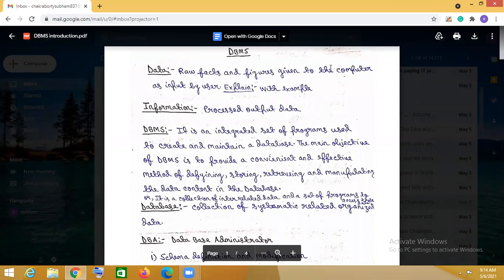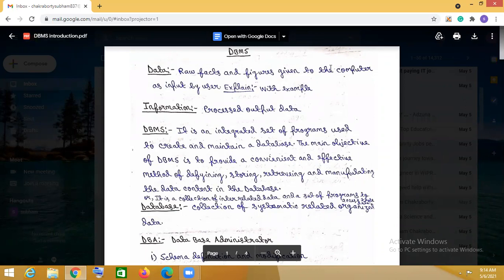Now, what is the database? Database is the collection of systematically related, organized data. It means we mainly focus on how to systematically organize data in the database. In a database, we store data in an organized format. Mainly in a database, the data are stored in table format.